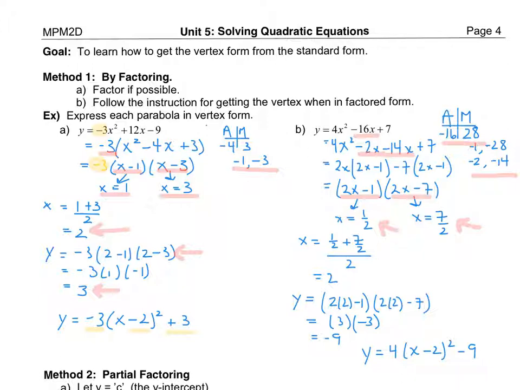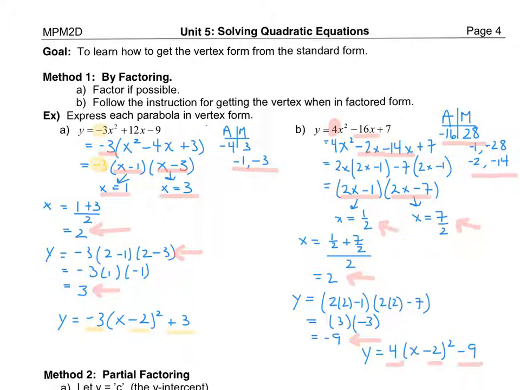So when I found the midpoint of 1/2 and 7/2, I ended up with +2 being the midpoint. So that's my x-coordinate of my vertex. I sub that into the equation to get a y-coordinate of the vertex at -9. So when I state the parabola in its vertex form, the original a value, which was 4, is also the a value that I use down here. Then I have an x minus 2, because it's +2, squared, and then the -9 on the end. So there's my vertex form for that.